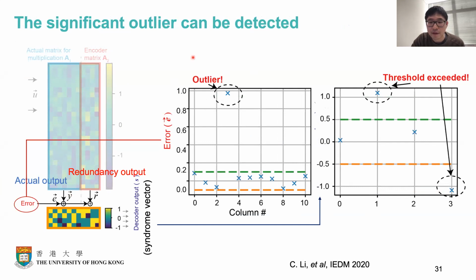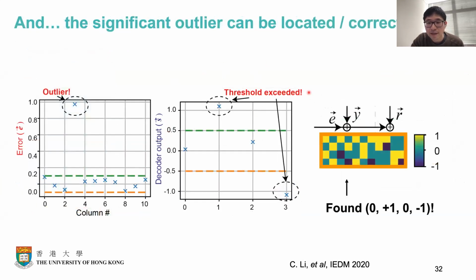So we can look up this particular pattern inside of the decoder matrix to identify where the error has occurred. In this case, for example, we can find the location: the syndrome is read as 0, positive 1, 0, negative 1. So it matches the fourth column here, and so we know this error occurs in the fourth column in this output. It can be some added noise or some stuck device inside of the crossbar.